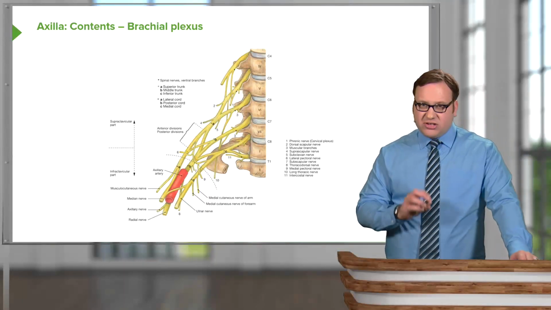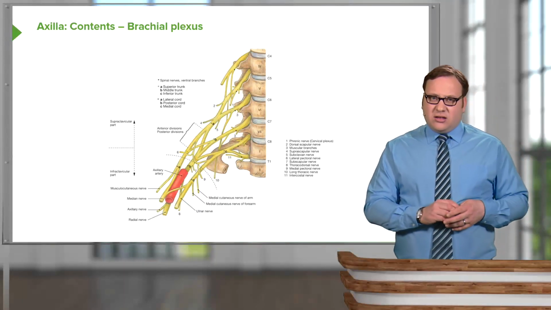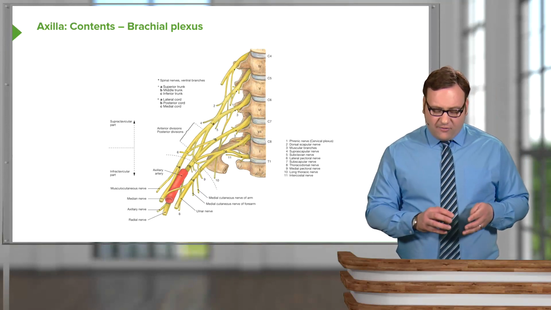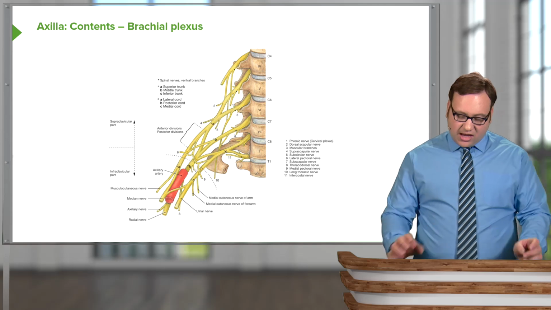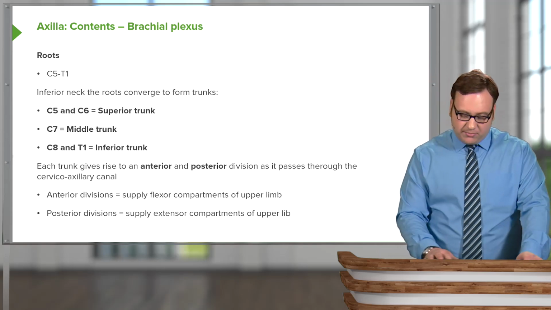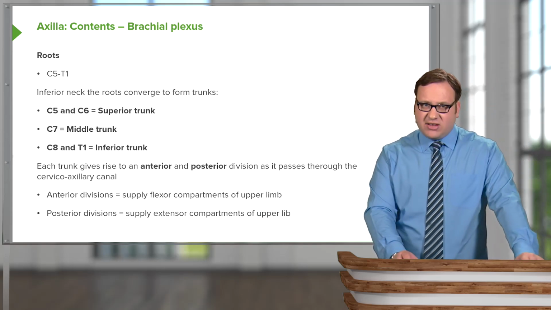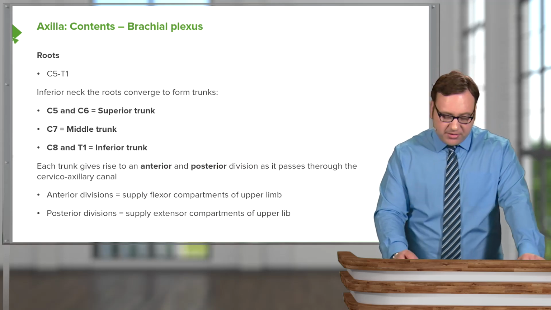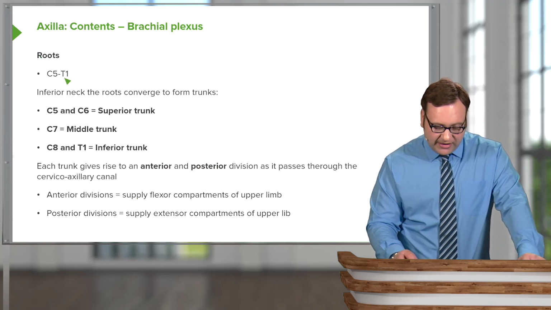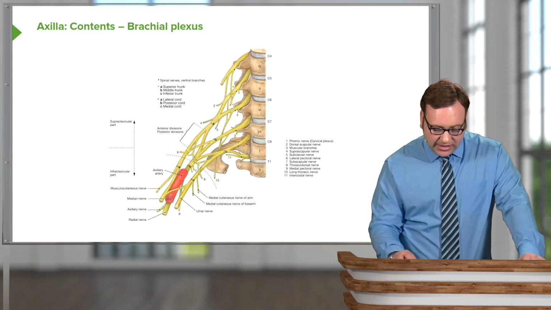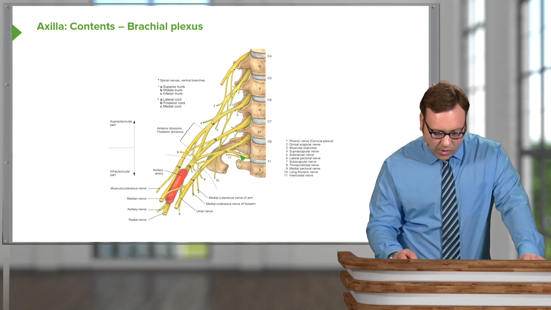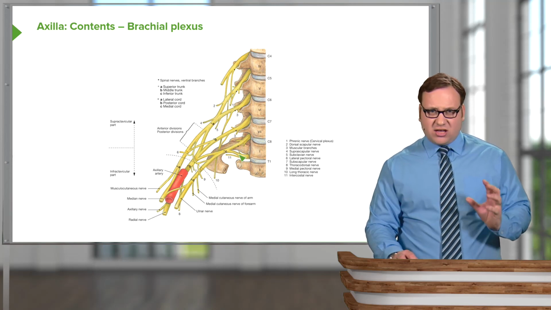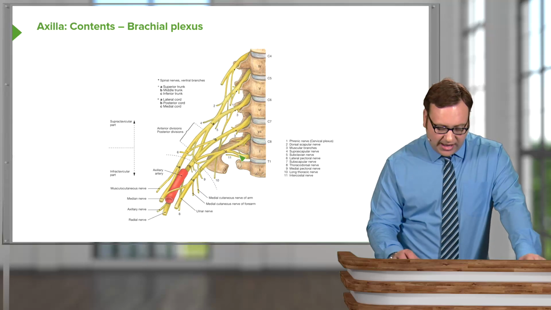So let's now just concentrate on the contents of the brachial plexus, its constituent parts. So here we can see a diagram showing the brachial plexus, and we need to go over various aspects of it. We remember the roots, C5 to T1. So here we can see the roots, C5, C6, C7, C8, and T1. These are those roots that are going to give rise to the brachial plexus.